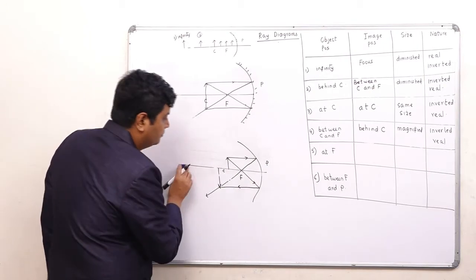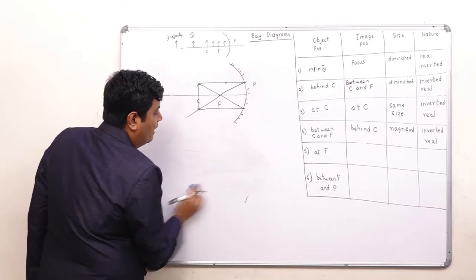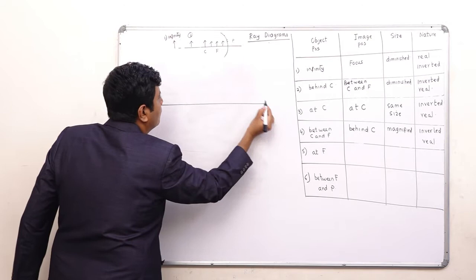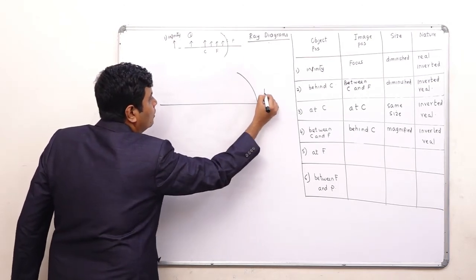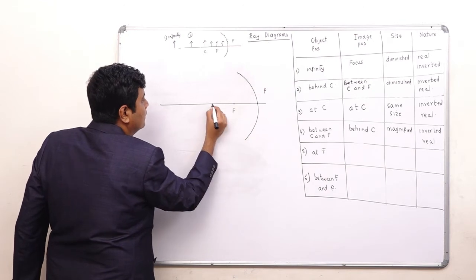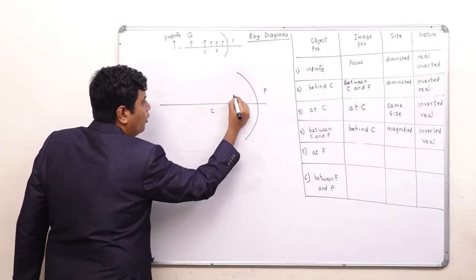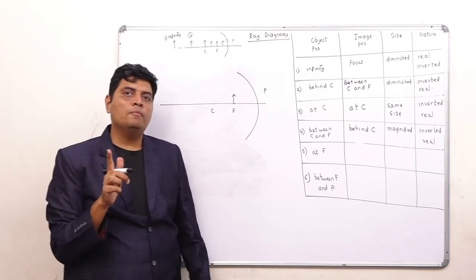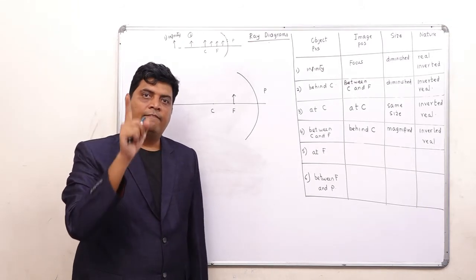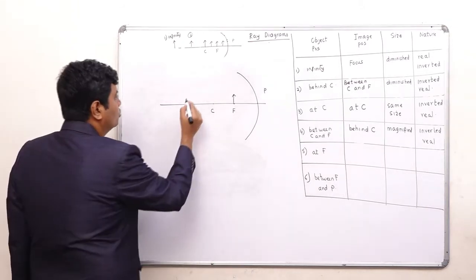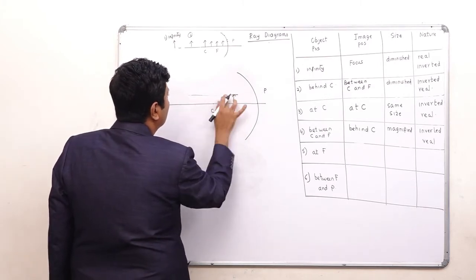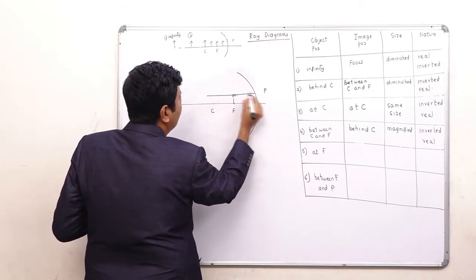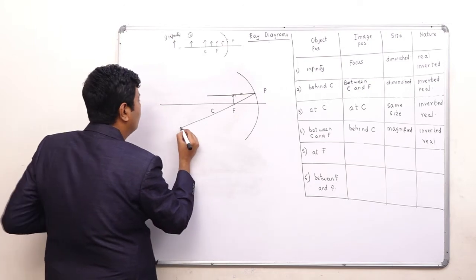Let us now consider the next position. Object is at F. This is your pole. This is your focus. This is your center of curvature, and the object is at F. Again, what are the rules to draw? One ray will be parallel and one ray will be passing through an important point. So let me draw the incident ray parallel to the principal axis. The reflected ray will pass through the focus.